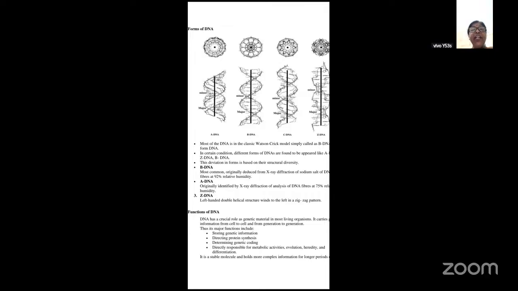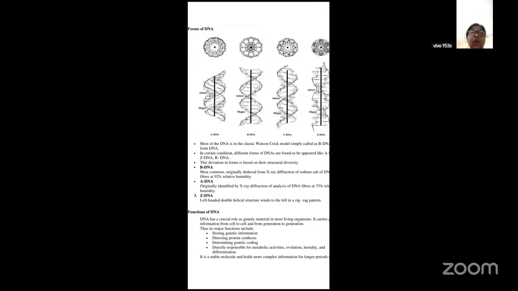But in some conditions, different forms of DNA are observed, like A-DNA, Z-DNA, as well as B-DNA, and these occur due to deviation in structural diversity. Now we'll see what we mean by B-DNA, A-DNA, as well as Z-DNA.